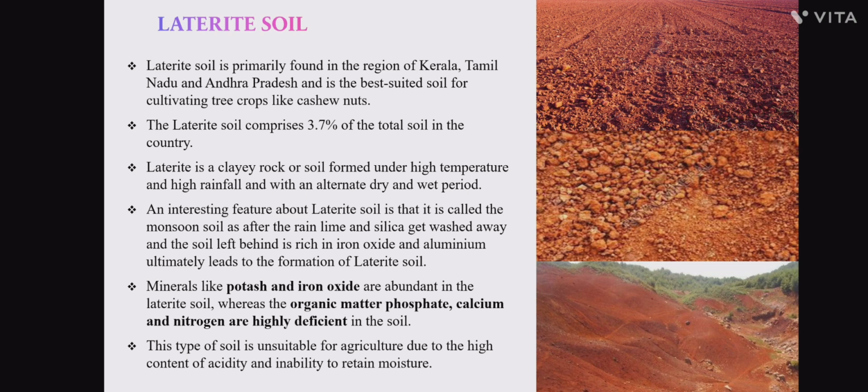Next, we're coming towards the laterite soil. It is primarily found in the regions of Kerala, Tamil Nadu, and Andhra Pradesh, and is the best suited soil for cultivating tree crops like cashew nuts. Laterite soil comprises 3.7% of the total soil in the country. Laterite is a clayey rock or soil formed under high temperature and high rainfall, with alternate dry and wet periods. Minerals like potash and iron oxide are abundant in laterite soil, whereas organic matter, phosphate, calcium, and nitrogen are highly deficient in the soil. This type of soil is unsuitable for agriculture due to its high acidity and inability to retain moisture.